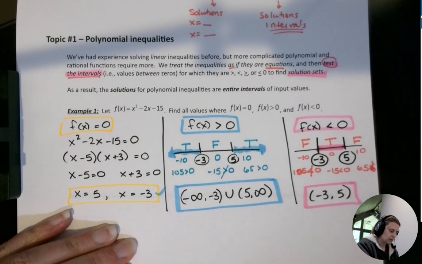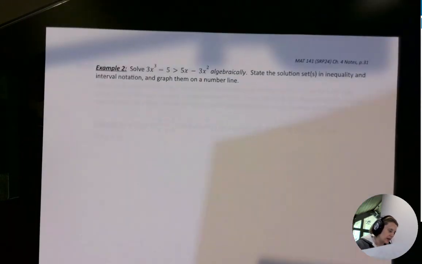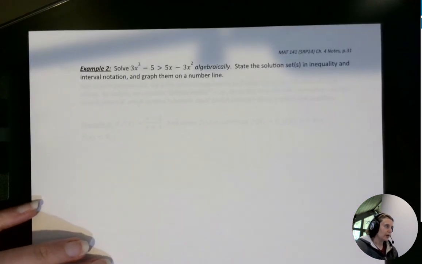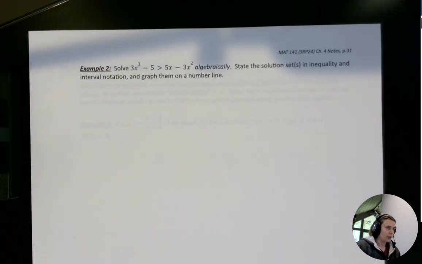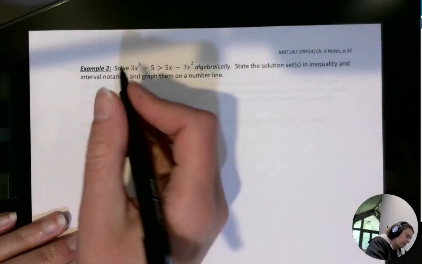Okay, let's take a look at the next page. We want to solve this inequality algebraically, state the solution in inequality and interval notation, and then graph it on a number line. All right.